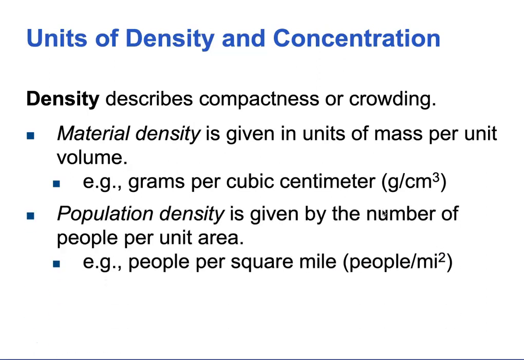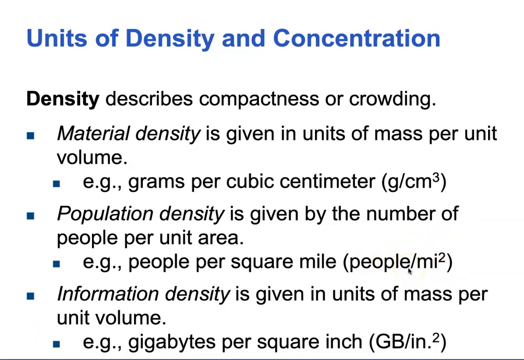Population density is given as the number of people per unit area. So that would be people per square mile. That's why it's written like this. So that would be the population density. Information density is given in units of data per unit area, like gigabytes per square inch.